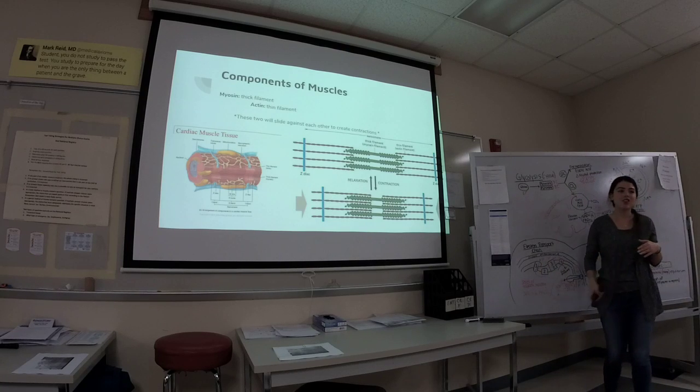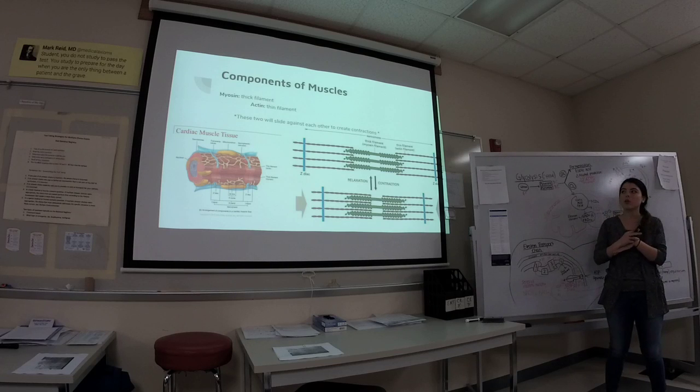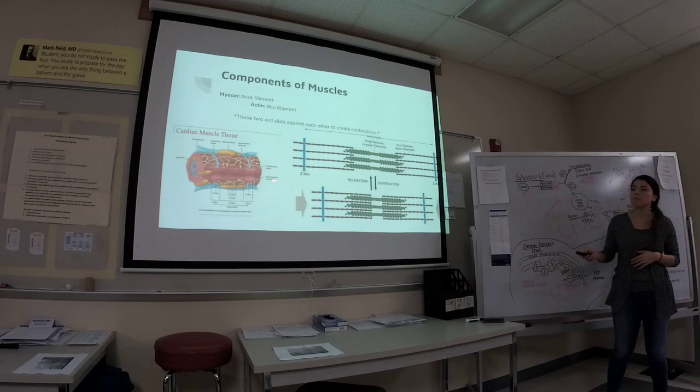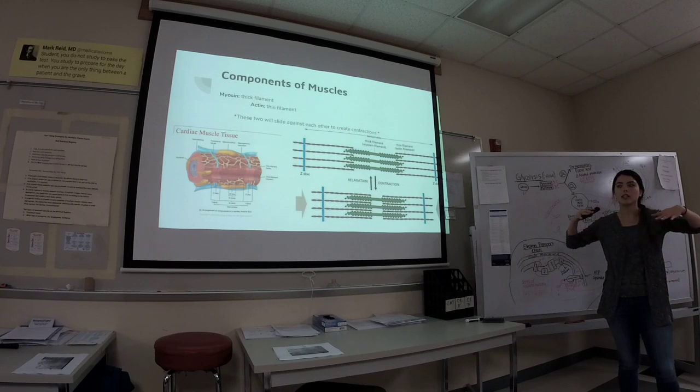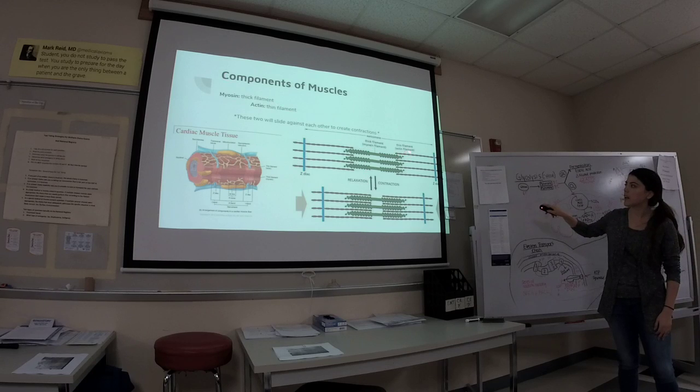With muscle contraction, these two filaments are going to slide against each other to create contractions. Like you can see here, this is a cardiac muscle, so we have the thin filaments here, thick filaments here. You can see that when they slide against each other, it causes that contraction. When it relaxes, they get spread out. This is a thin filament and then a thick filament. It's literally thicker than the thin filament. So myosin, thick, actin, thin.